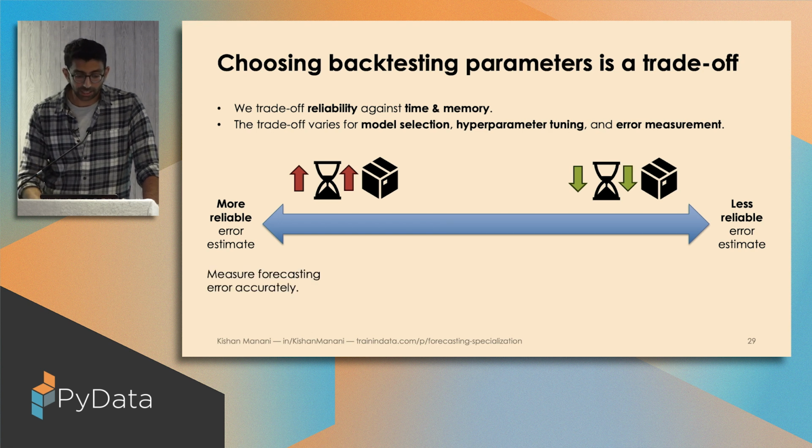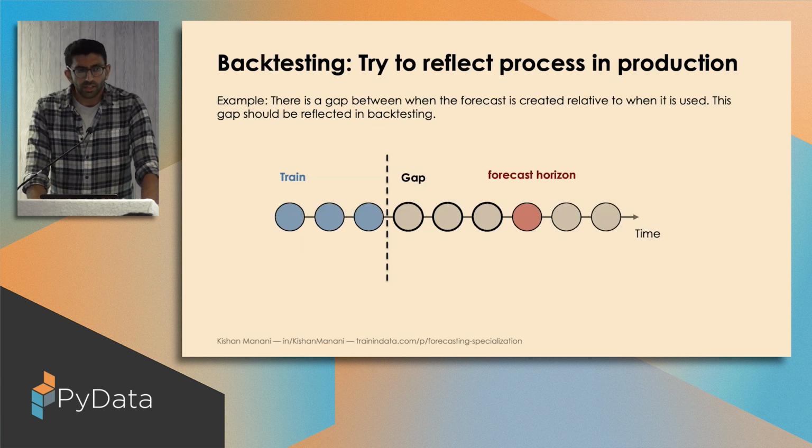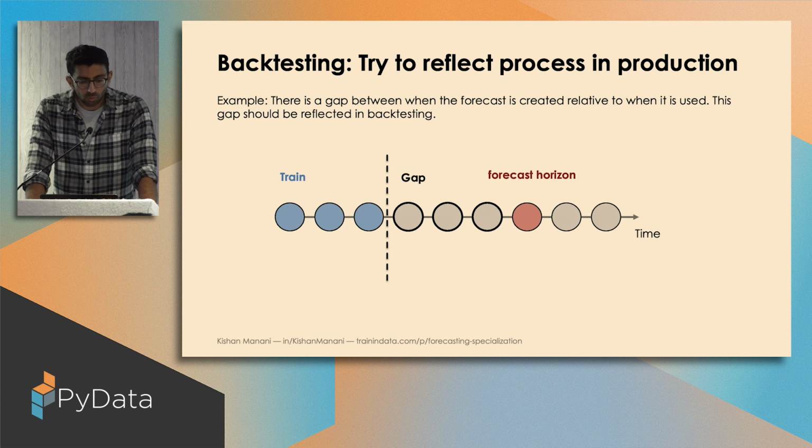If you want a very accurate error measurement, you'll pick the parameters accordingly and you'll take the hit on time and memory. If you're doing model selection, if you have a lot of time series, if you're doing hyperparameter tuning and for each hyperparameter you want to run backtesting, you probably want to adjust the parameters so that backtesting takes less time.